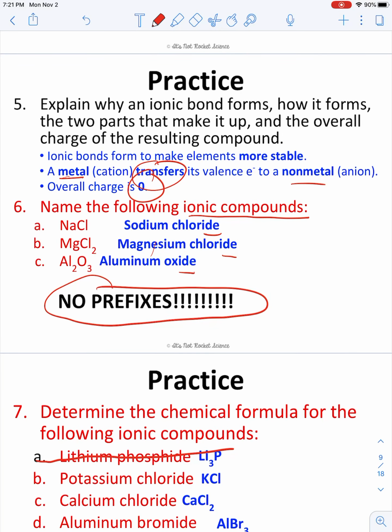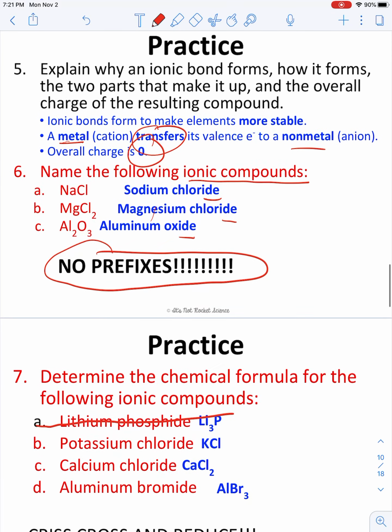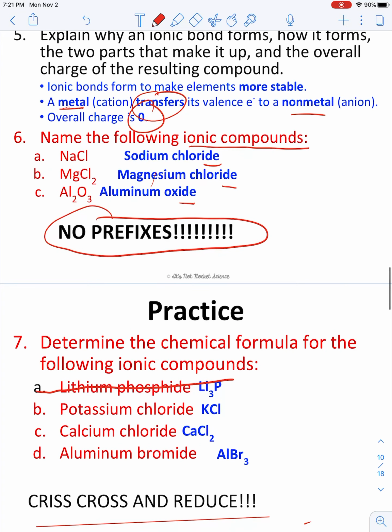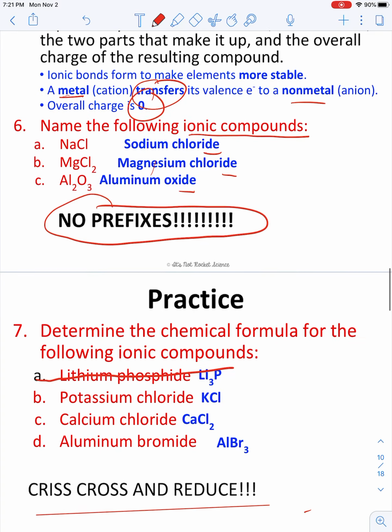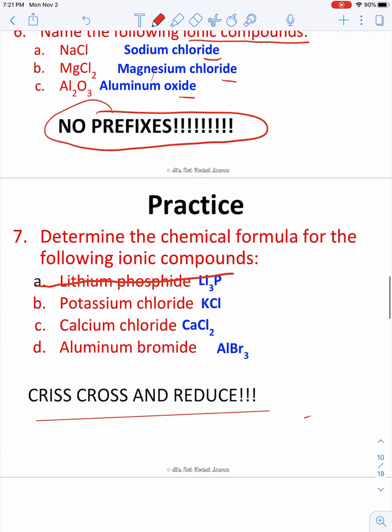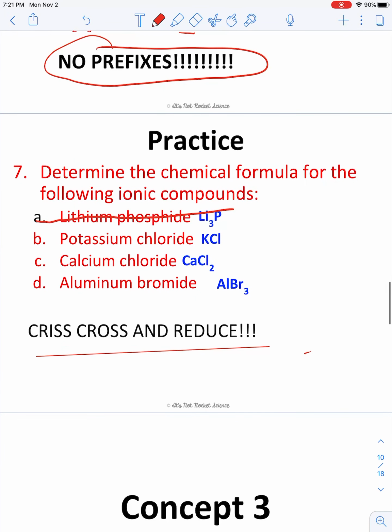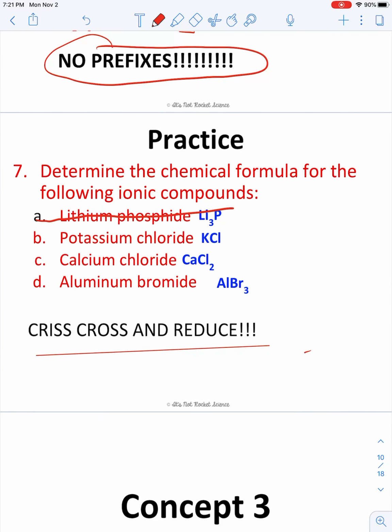Okay? No prefixes. All you have to do is put IDE on the second one of ionic compounds. All right. Number 7. When you are writing the formula for ionic compounds, they don't tell you what subscripts you need. So what you have to do is crisscross and reduce.